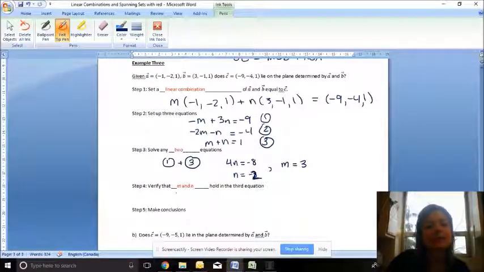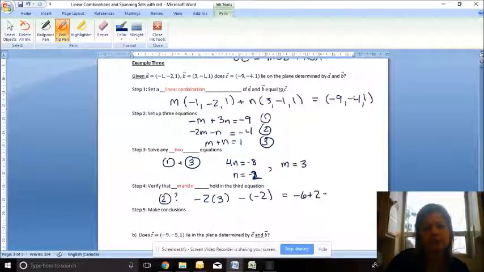But now I want to see, do m and n hold in the third equation? So in this case, do they satisfy equation 2? These m and n will solve 1 and 3, but does it work in the one that I didn't use? So when I say third equation, I don't necessarily mean equation 3. I mean the one I didn't use in the previous step. So when I put in -2 times 3 minus -2, I get -6 plus 2, which is equal to -4. So yes, that works. It satisfies equation 2.